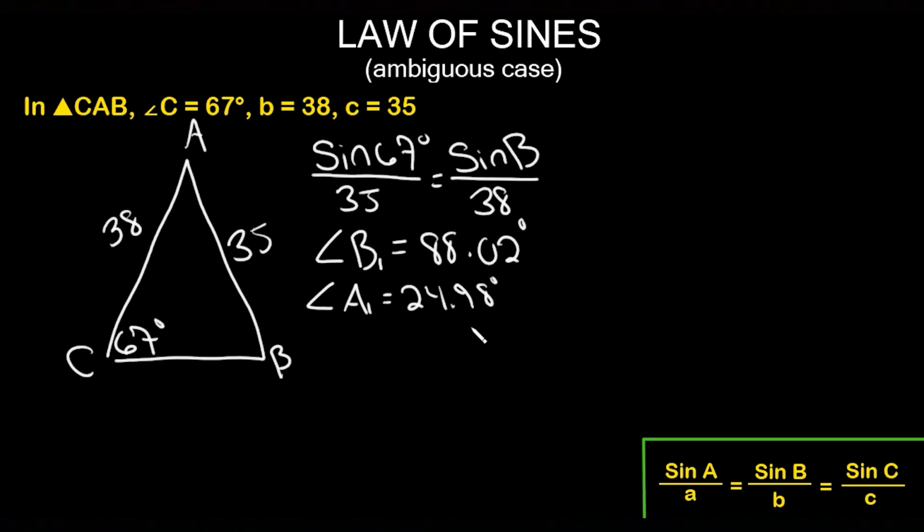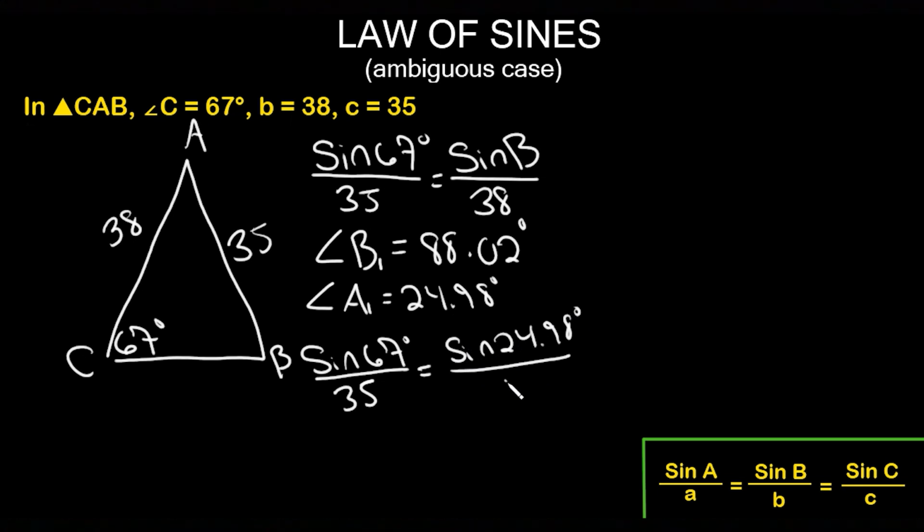All right, what else are we missing? Well, we're just missing side A and then we'll be done. So to get side A, I'm going to use that same ratio we did at the beginning. I'm going to do sine of 67 degrees all over 35 equal to, now we have angle A, it's 24.98. So I'm going to put sine of 24.98 degrees all over side A. And now all we have to do is solve for side A.